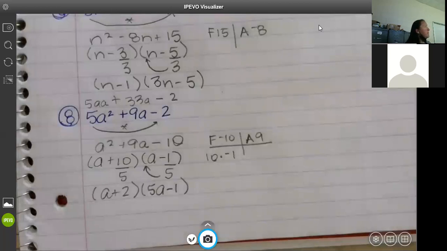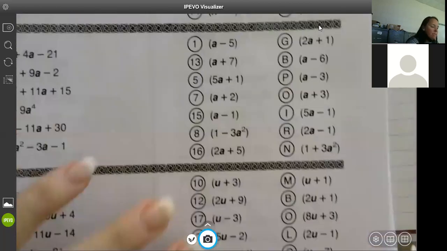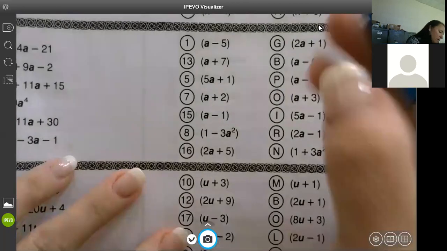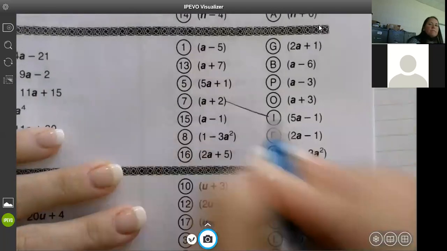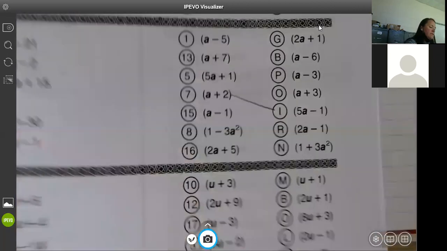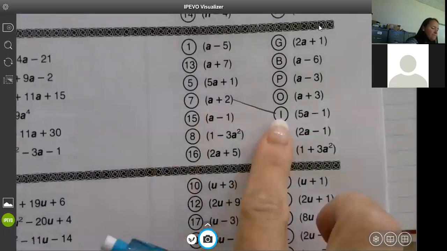So ready, good? All right. So A plus 2 and 5A minus 1, we're in the middle section now. 5A minus 1 and A plus 2. So 7 is I.